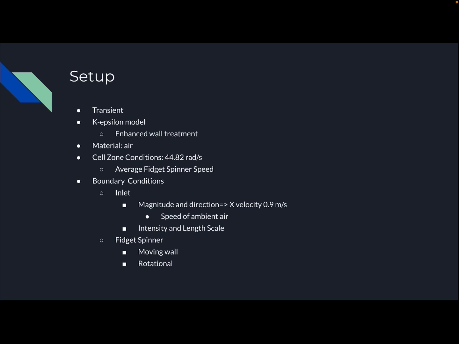And then change the boundary conditions to have an inlet velocity of 0.9 meters per second, which is the x direction velocity, because that's the speed of ambient air from our research. You want to make sure to change it to a magnitude and direction condition, and then also change it to an intensity and length scale. And then for the fidget spinner boundary conditions, we want to make it a moving wall as well as rotational.